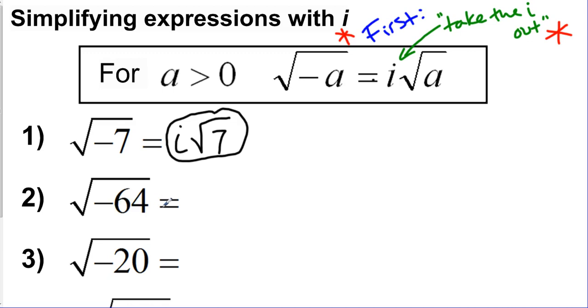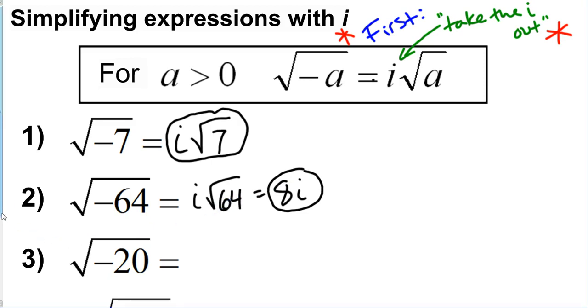If we take the i out and it's a perfect square, well, you know the square root of 64, so you can take the i out, sure. But then the square root of 64 is a perfect square, so you can just write it as 8i. If you want to skip that intermediate step, that's perfect.